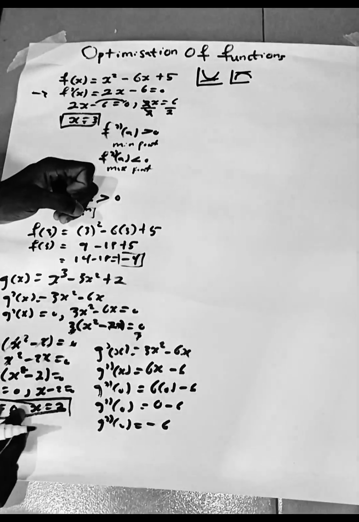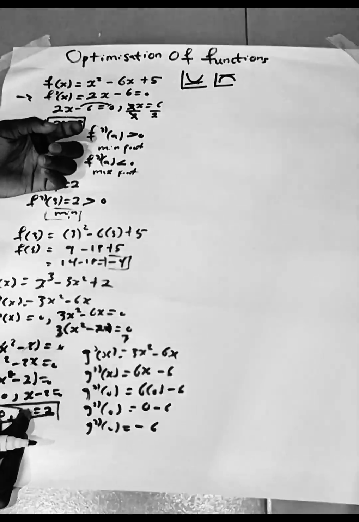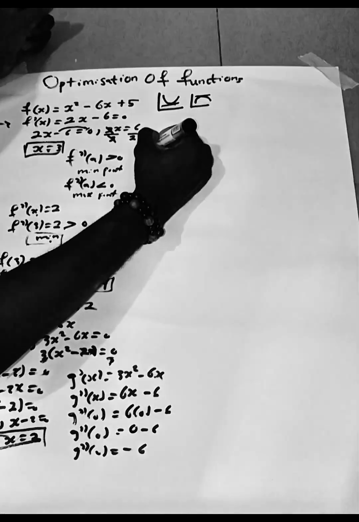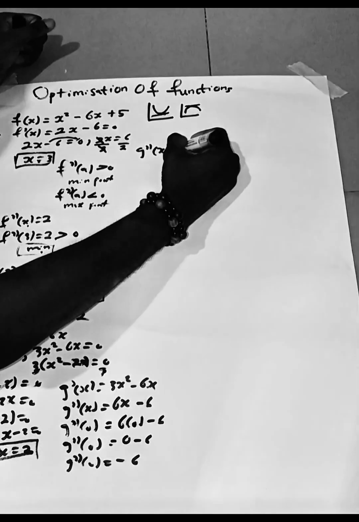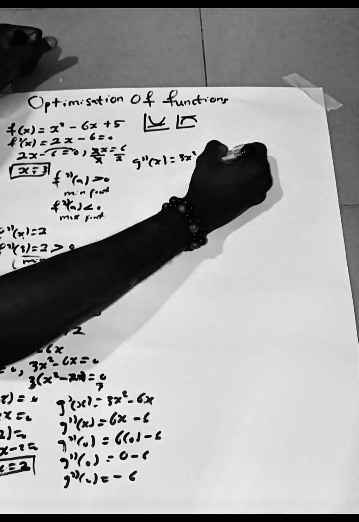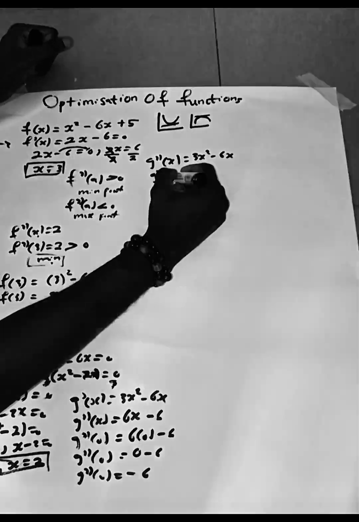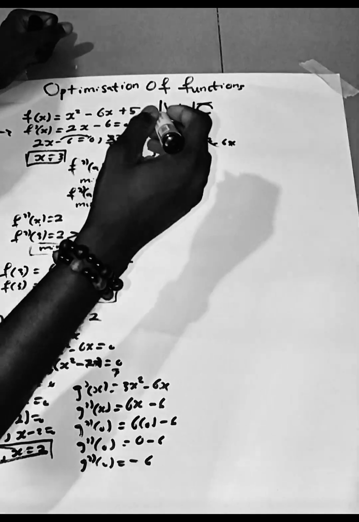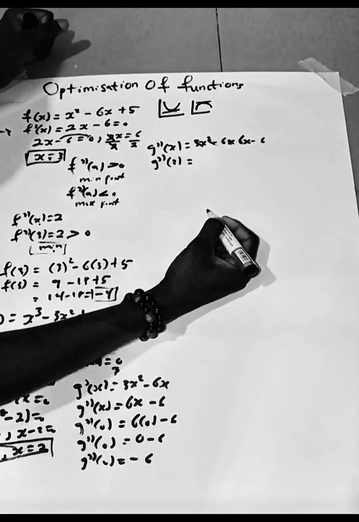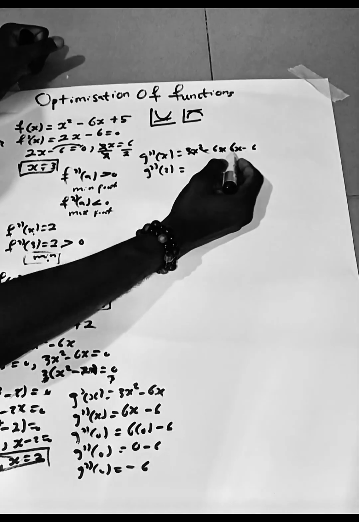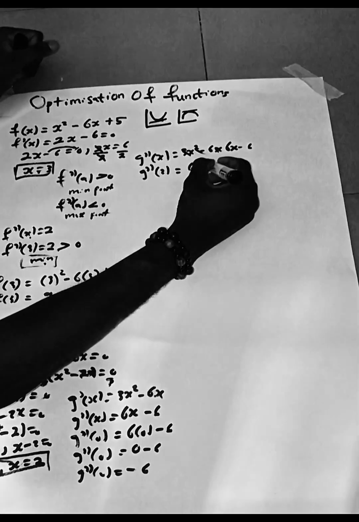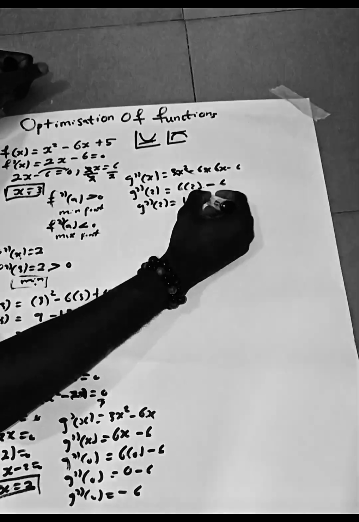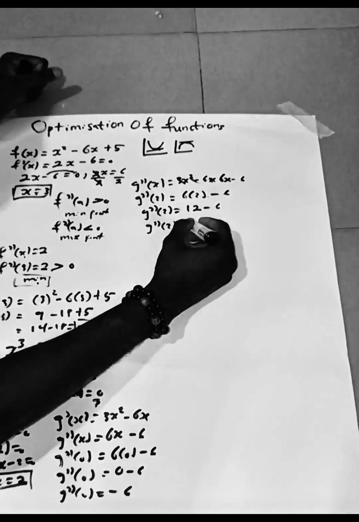Let's determine if x equals 2 is a maximum or minimum point too. So we know that g prime of x is equal to 3x squared minus 6x, right? Oh, sorry, I'm supposed to use the second derivative here. My bad. The g double prime of x is 6x minus 6. So g double prime of 2, we just evaluate the second derivative at x equals 2. That's going to be 6 times 2 minus 6, which is 12 minus 6. So g double prime of 2 is equal to 6.